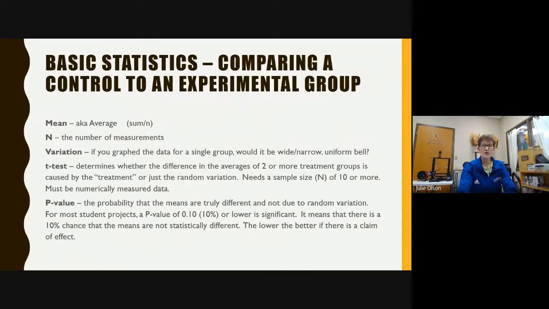What I want to draw your attention to would be the t-test, which will give you a p-value. So I'm going to try to explain what kind of a t-test you would use in what situations and exactly what that p-value means. So p-value for high school students of 0.10 or lower is significant. Now, if you can get them to have it below a 0.05, that would be even better. I am also going to talk a little bit about correlation.